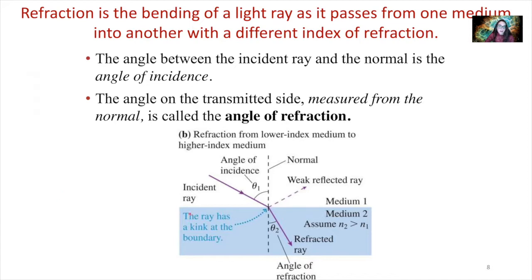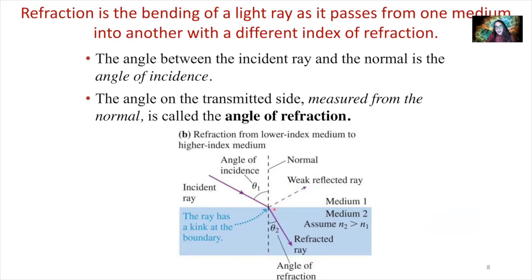Now here, this is what we're going to be working with. We are going to have interfaces again between two mediums. We've got our normal line that's perpendicular to the surface. Here we have our incident ray coming in through our first medium, and it's going to make an angle, our angle of incidence, with respect to the normal line.